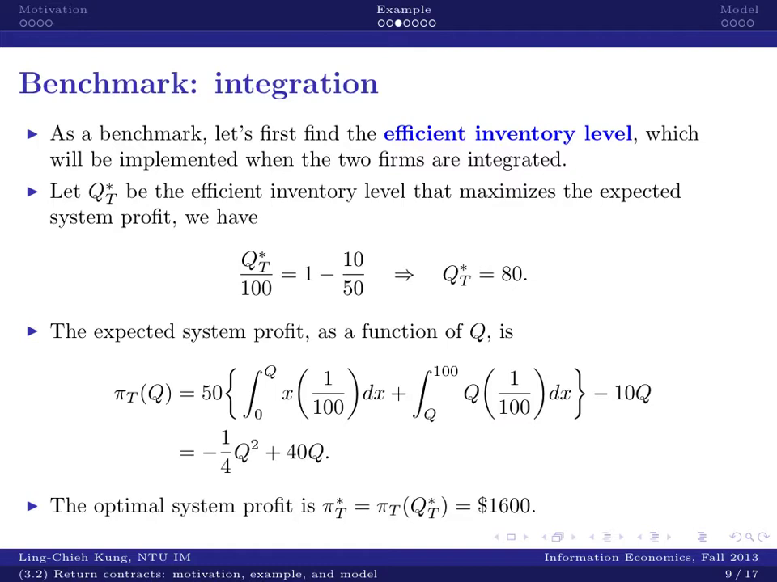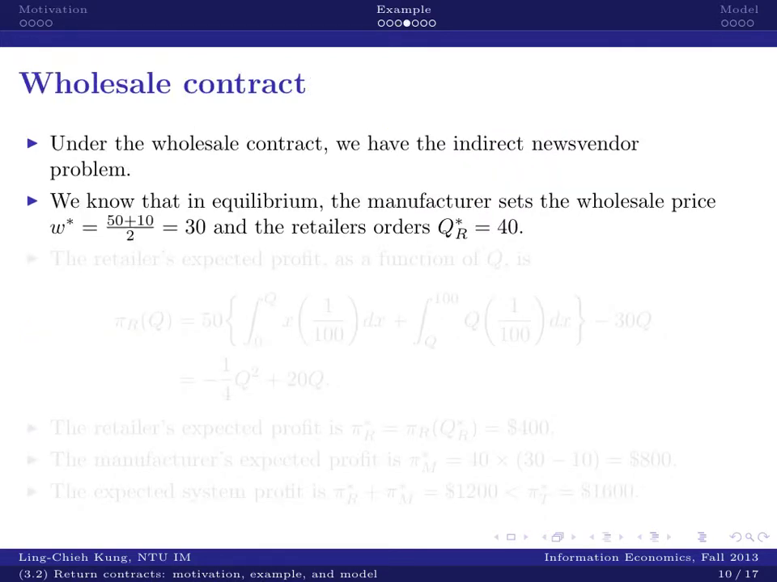After some derivations, you can show, and I expect you to derive that by yourself, this quadratic function is the expected system profit. If we plug 80 into this function, we're going to see that the optimal system profit is $1,600. Okay, now we have that.